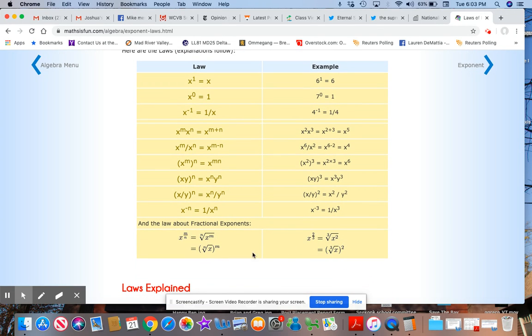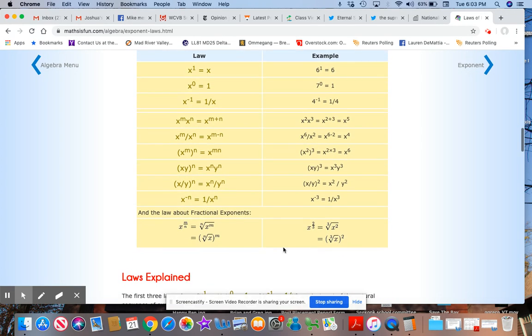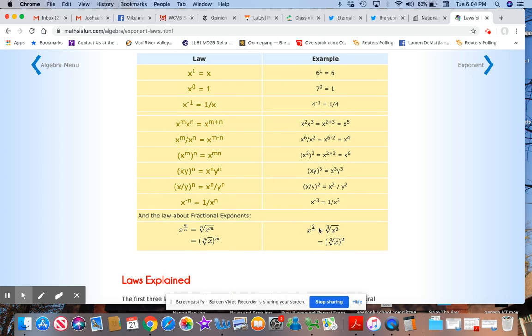And then we can get into fractional exponents next week, I think. Next cycle, I think that's a little too much.